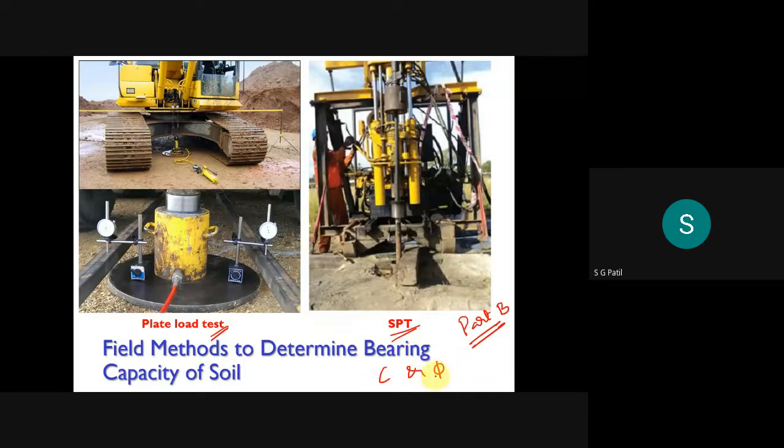Okay, so this C and phi can be obtained from the laboratory test. From the lab test, we have obtained the C and phi values. To obtain the C value, I may conduct an unconfined compressive strength test, and to obtain the phi value, I may conduct a direct shear test. Those things you will learn in your 7th semester lab. But those inputs are coming from the laboratory.